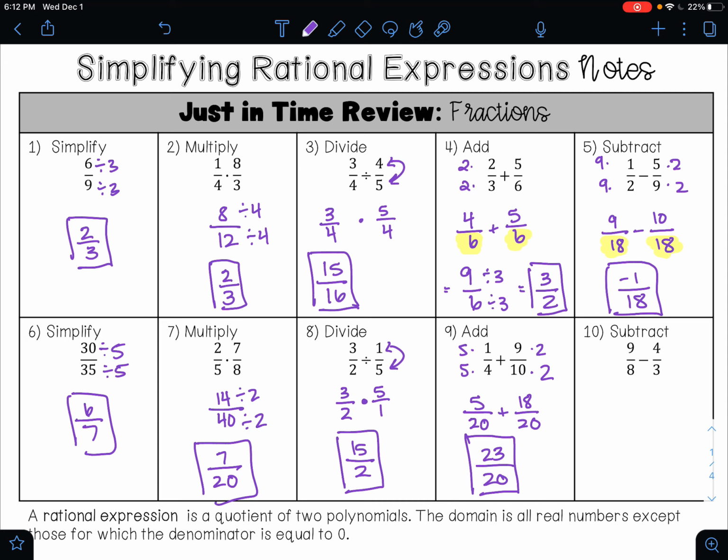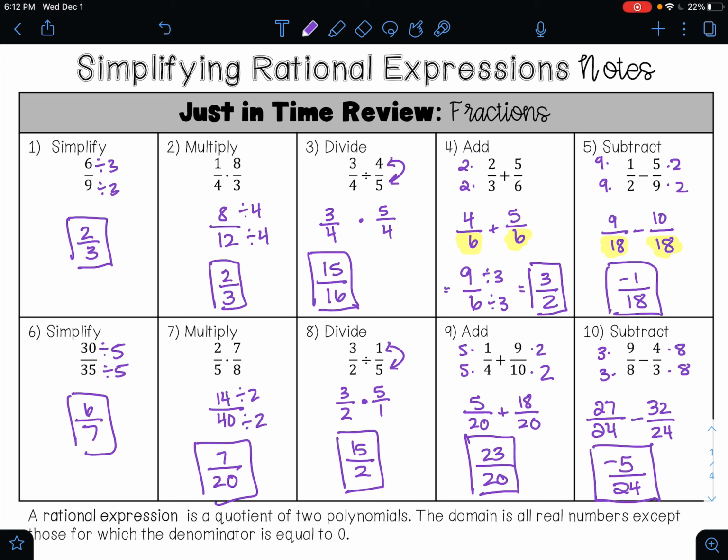On number 10, I need a common denominator in order to subtract. My least common multiple here will be 24. So I'm going to have to multiply this first one by 3 and the second one by 8. So I'm going to have 27/24 minus 32/24. My common denominator is 24. 27 minus 32 is -5. So my answer is -5/24.